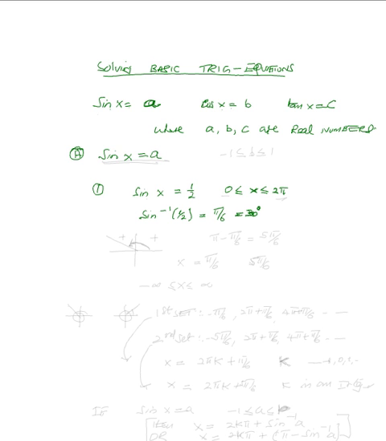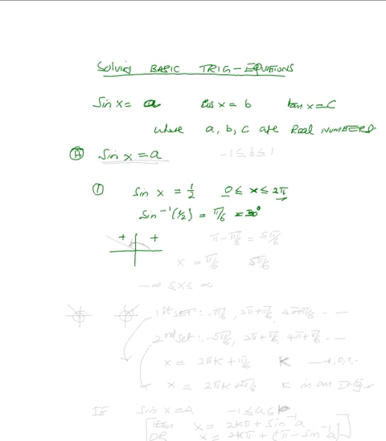Now, if you know the signs of sine, cosine and tangent, sine is positive in the first quadrant as well as in the second quadrant. So between 0 and 2 pi, sine x equals 1/2 has two solutions. One of them obviously is pi over 6. We need to figure out the other solution.